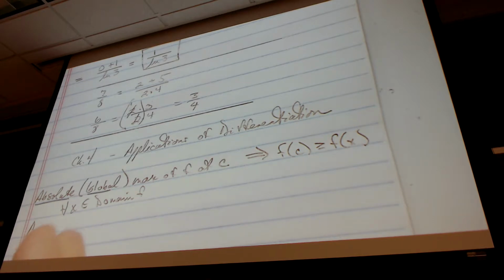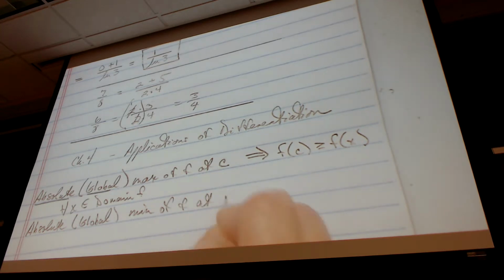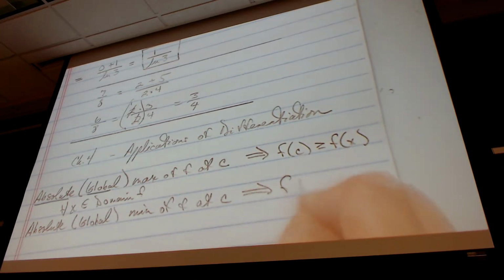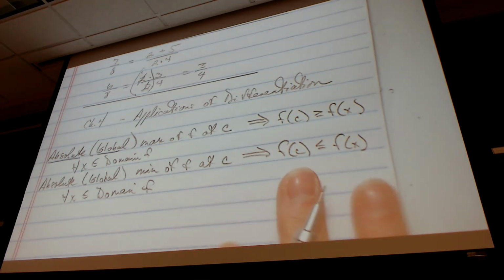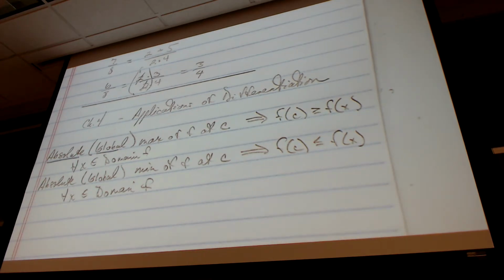And the absolute or global min of f at c implies f of c is less than or equal to f of x for all x in the domain of f. So this is how we would write these things out symbolically, but practically it should make some sense. So yeah, Jennifer?